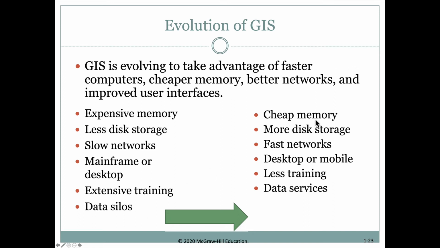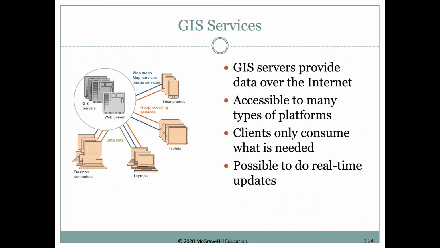But now, and currently, we have cheap memory, more disk storage, very fast networks. Sometimes instead of just working on the desktop, we're also working in mobile environments, collecting or even processing data or analyzing data. It involves less training, and data services are out there, so this problem of data silos has kind of in many ways gone away. There's places where data services can provide us with the data we need for our maps, and we don't have to go to each agency we need data from in order to get that.